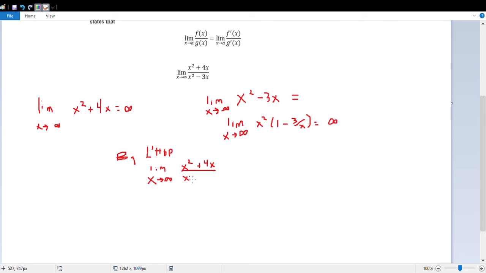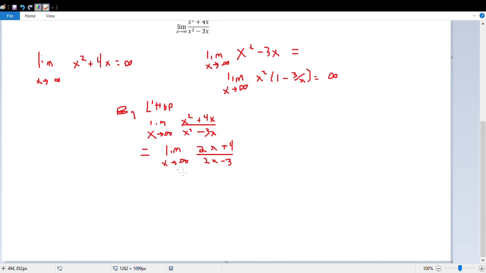over x squared minus 3x. We know that that limit must equal the limit of the derivative of the numerator over the derivative of the denominator. So we're going to say that. Let's see what that gets us. Well, that gets me 2x plus 4 on top. And on bottom, the derivative of x squared minus 3x is 2x minus 3.